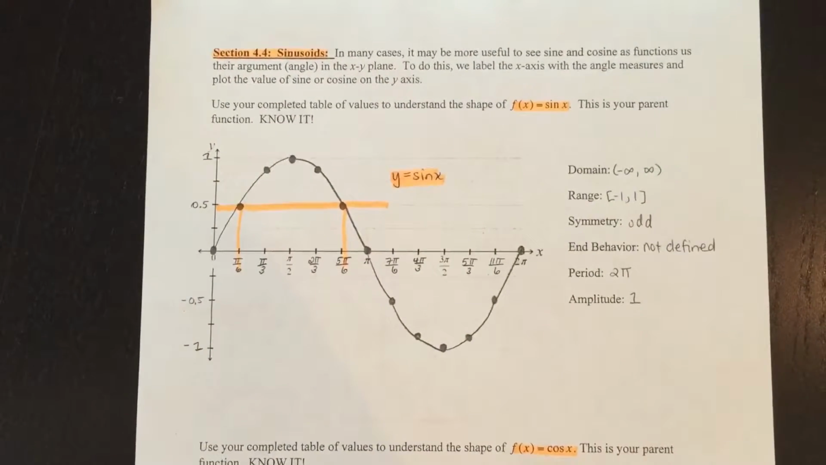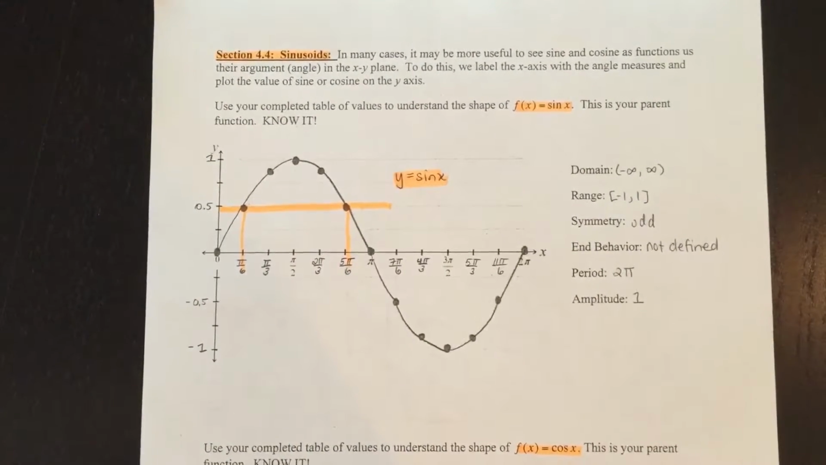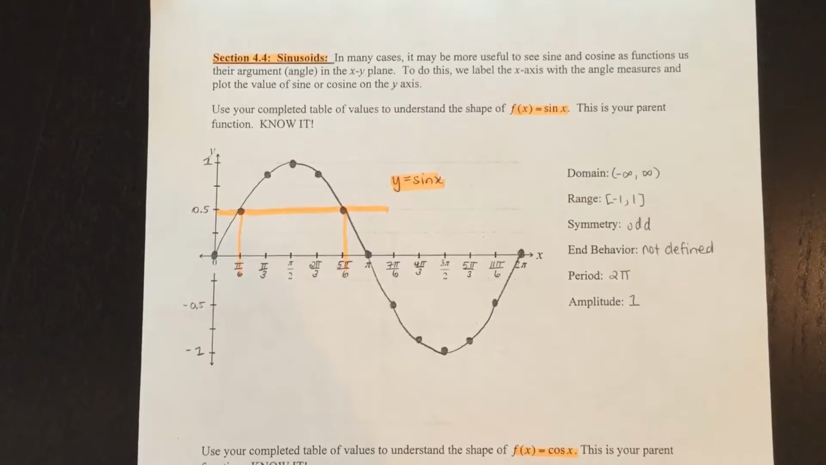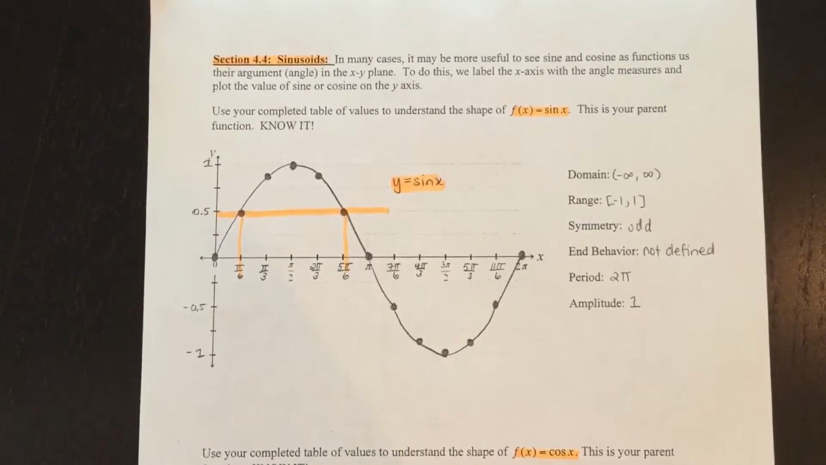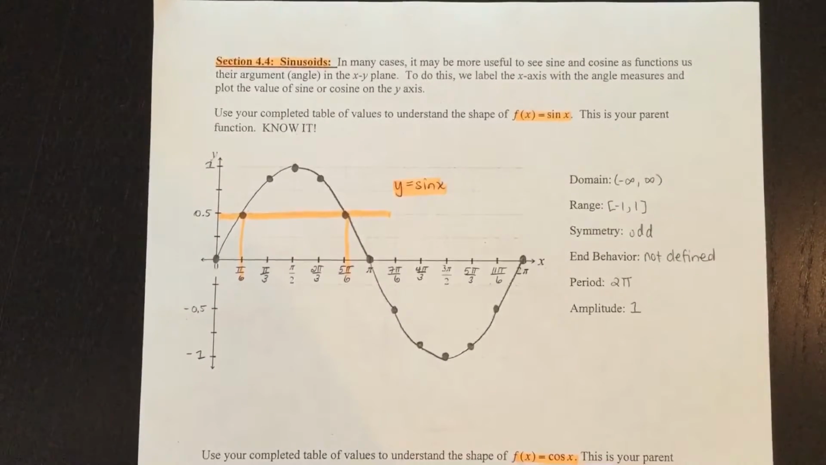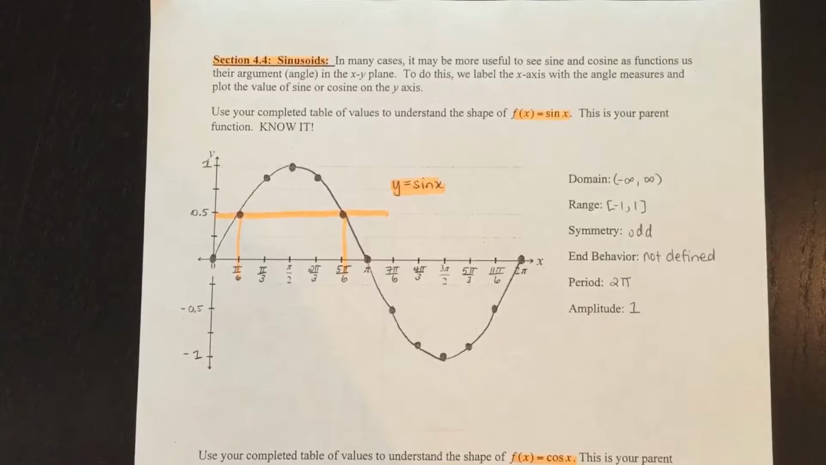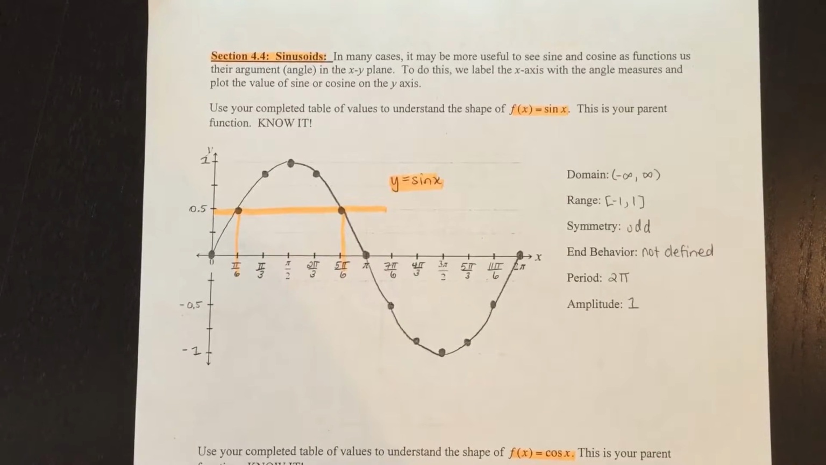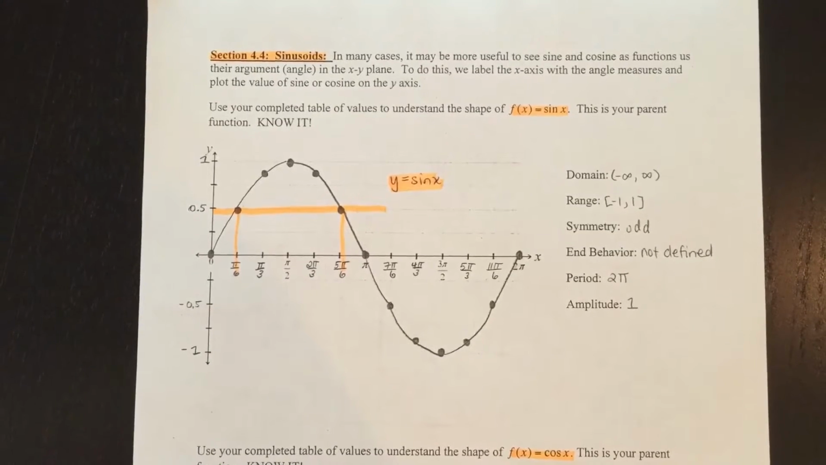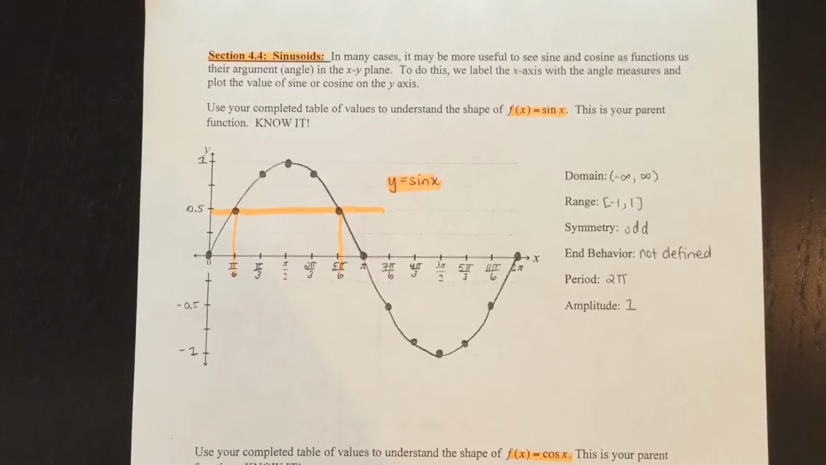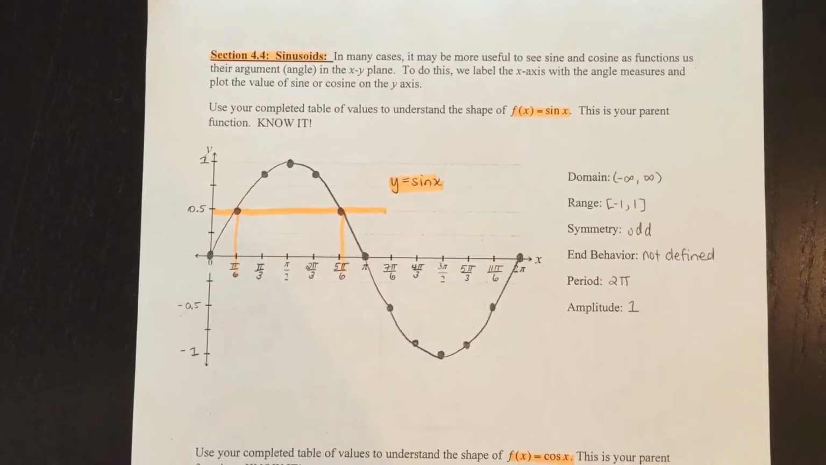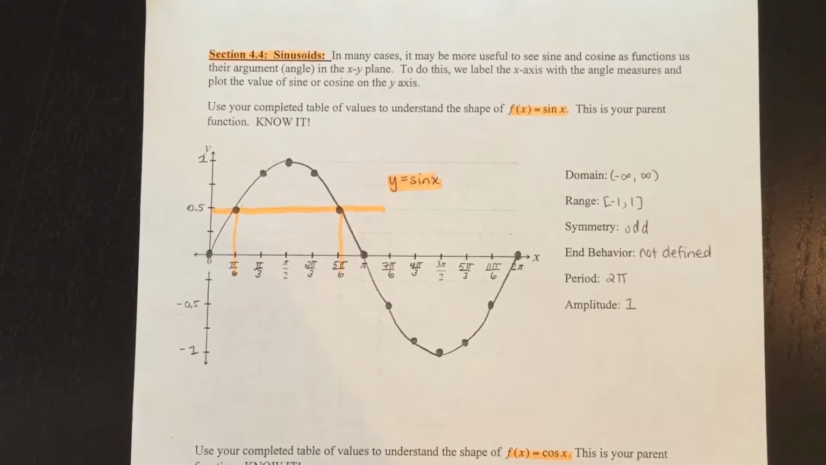Sometimes it's useful for us to think about sine and cosine as functions of their angle x or their angle theta. And this is useful because the unit circle won't pass the vertical line test. It's not a function. But if instead we stretch it out, we let the x-axis be all of the angle measurements in radians, then we can think of sine and cosine as functions and analyze them the way we've been analyzing functions all along. So when we do this, we call the resulting function a sinusoid.